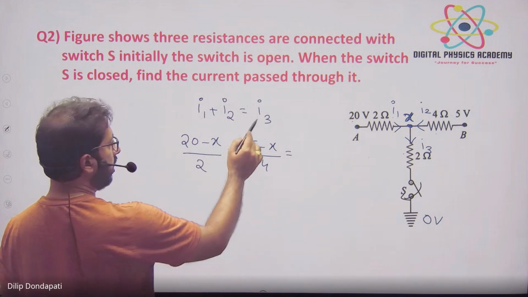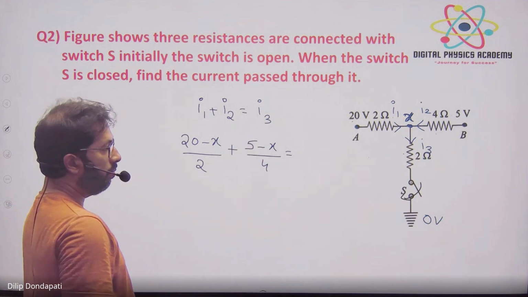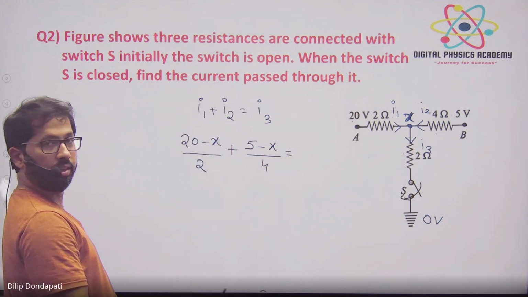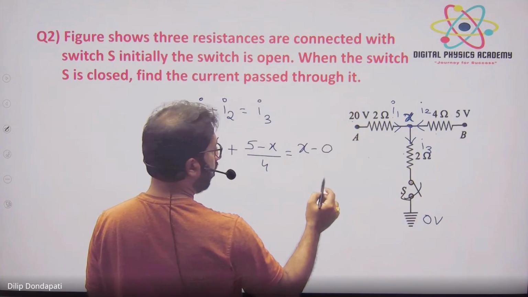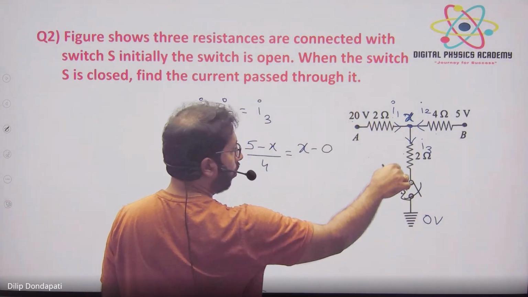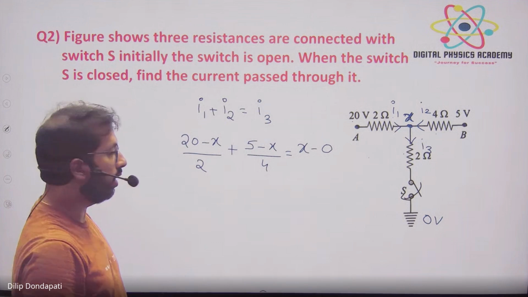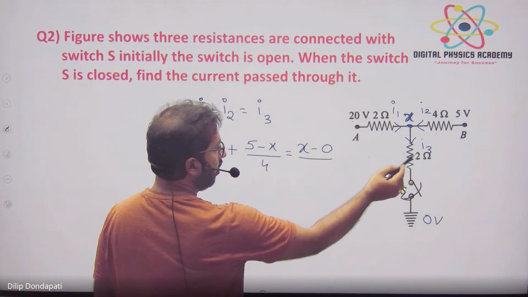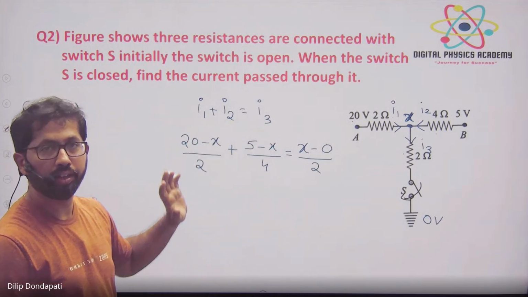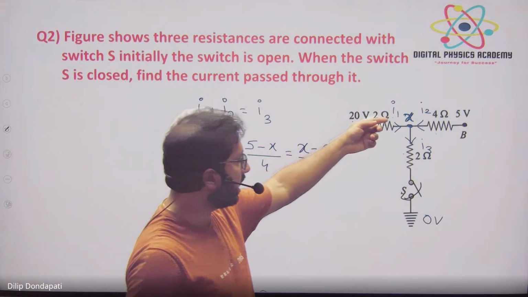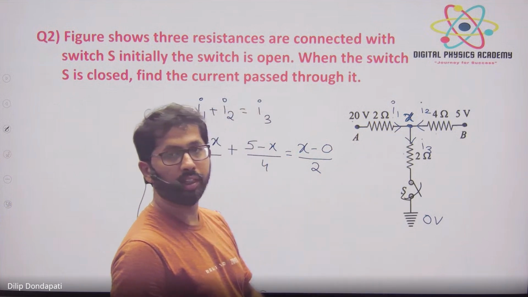So current I3 will be potential difference upon resistance. So how much? X minus 0, because current will flow only from higher to lower. We put the arrow, right? So this is higher, this is lower; we are assuming. Divided by 2, because potential difference upon resistance is nothing but current. Now solve for X. X minus 0 by 2 is the I3 current. That only is being asked.